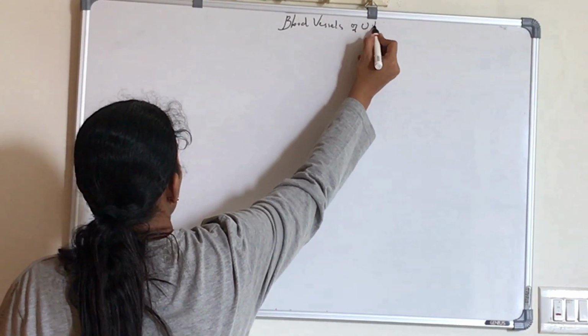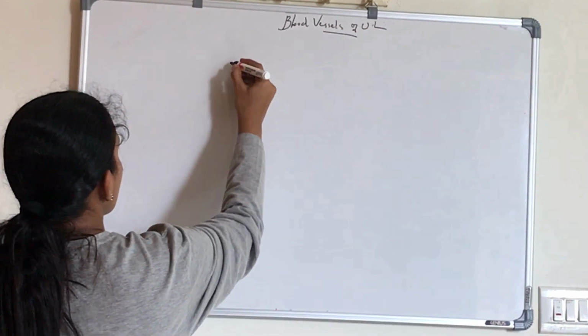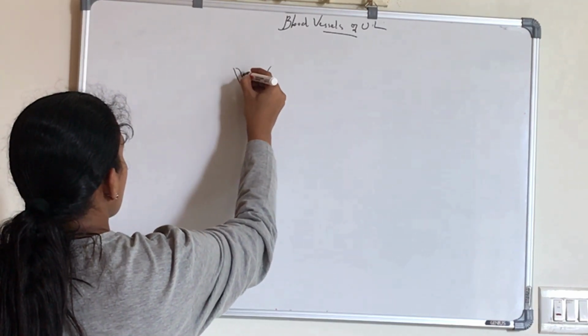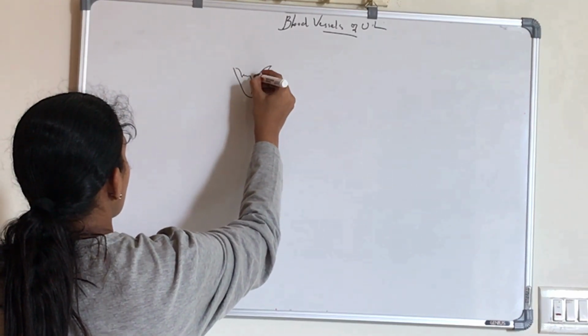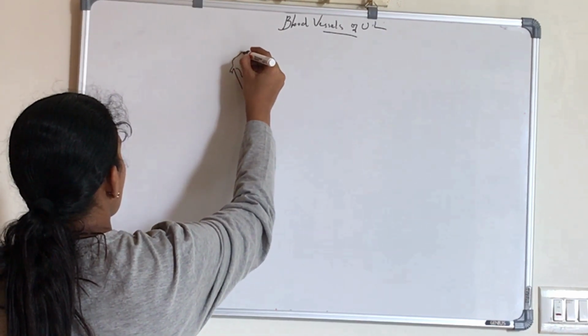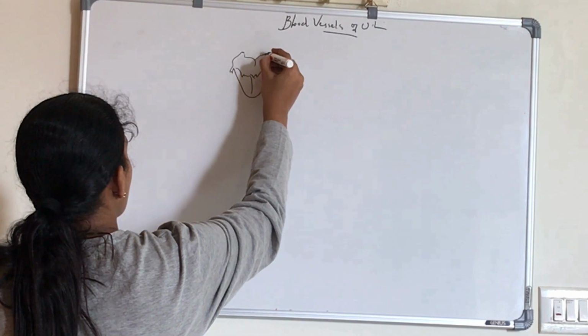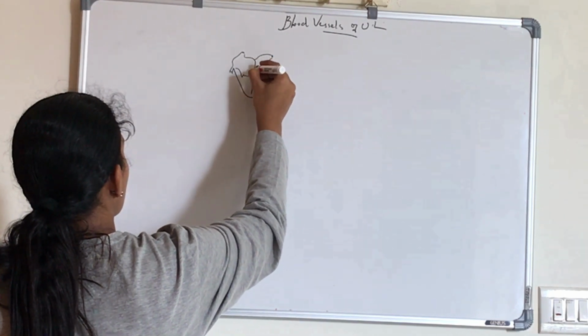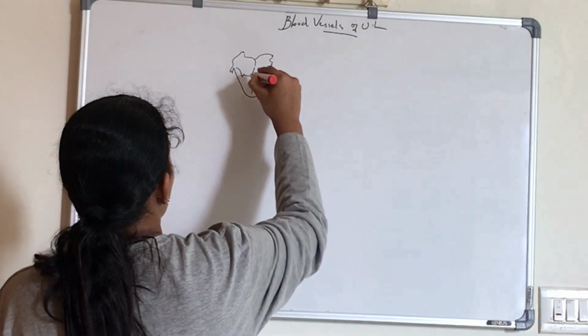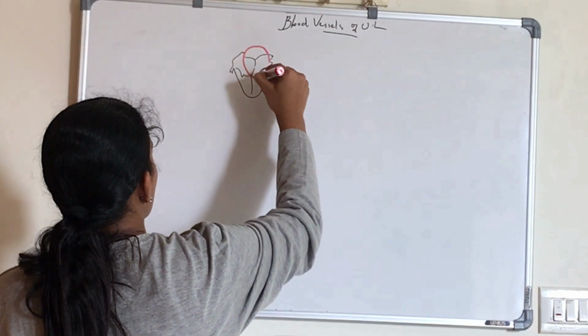Vessels of upper limb. Let's start with the hemodynamics of heart. We have 4 chambers, on the right side with deoxygenated blood, on the left with oxygenated blood. The major artery, aorta, rises from the left ventricle.